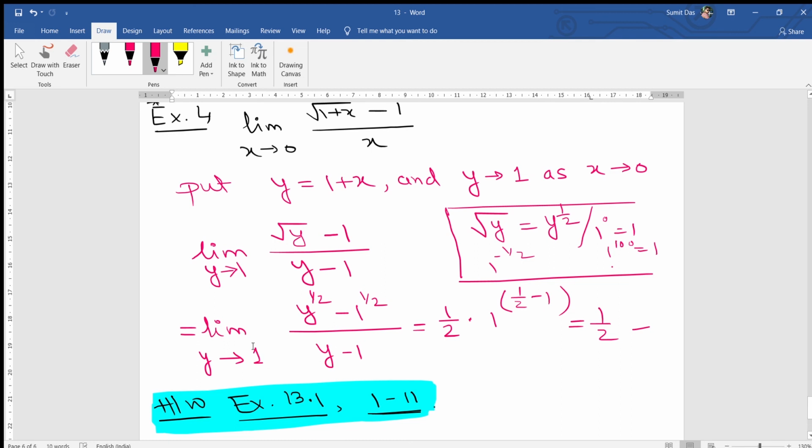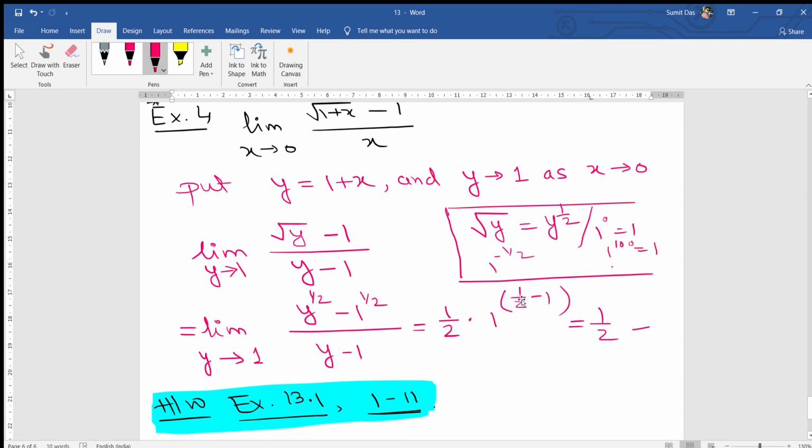Now look, our formula: limit x tends to a, x to the power n minus a to the power n, divided by x minus a. n means half here, right? Both are the same. Here x is y, and here a is 1, and y tends to 1, divided by x minus a. So our formula is n. What is n here? Half. Into a to the power n minus 1. What is a here? 1. And n minus 1 is 1 by 2 minus 1.